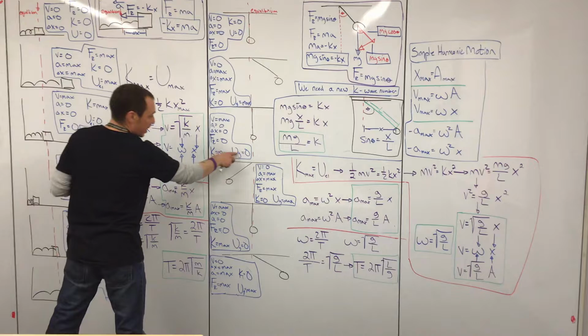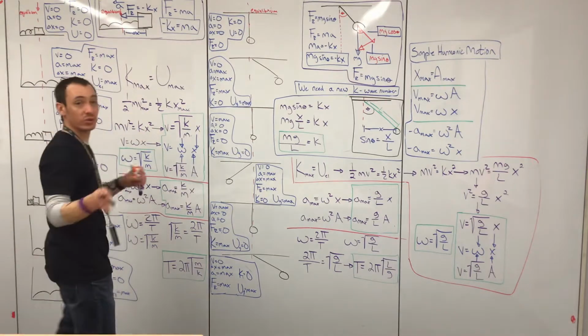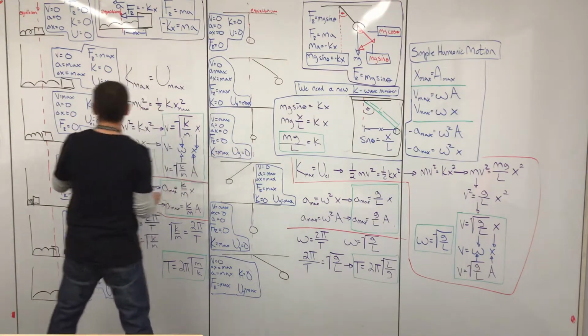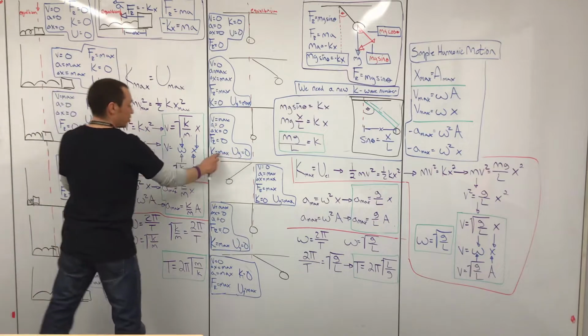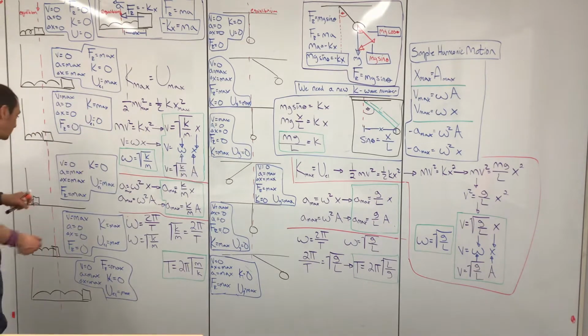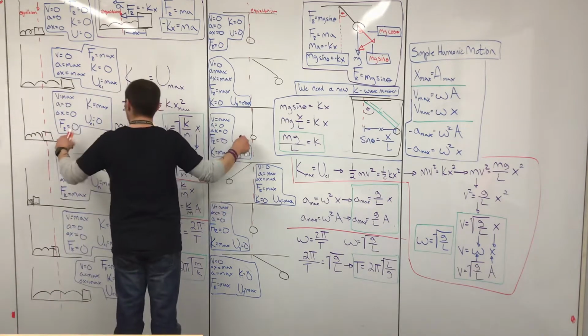If kinetic energy is max, remember, potential energy must have converted all the way into kinetic, and that's what's happening here. So potential energy better be 0 when kinetic energy is max. Okay? And again, this is at the equilibrium point.